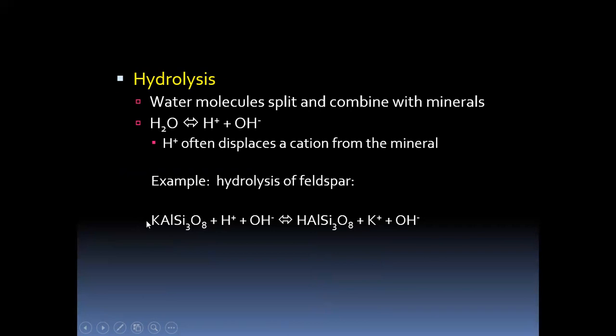The feldspar contains potassium. When water dissociates into H and OH, the hydrogen replaces the potassium in the feldspar, leading to the formation of this type of minerals, and the potassium and the OH will be released in water. Through this process, we can see that the mineral transforms from one form to another.